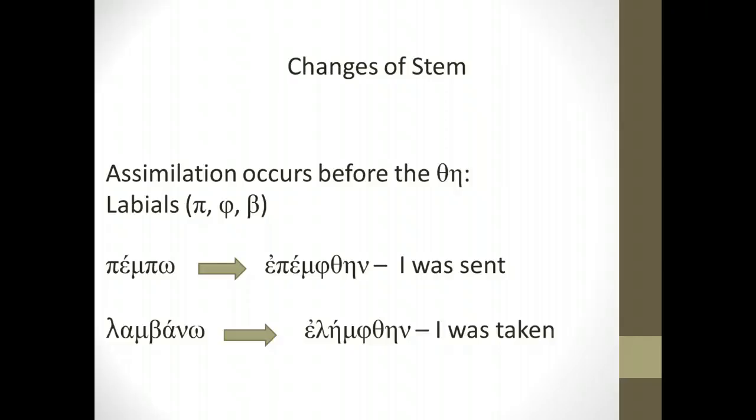Same thing with lambano. We wouldn't want to say elambthēn. So the Greeks just caused it to be assimilated, and lambano in the aorist passive becomes elēmphthēn.